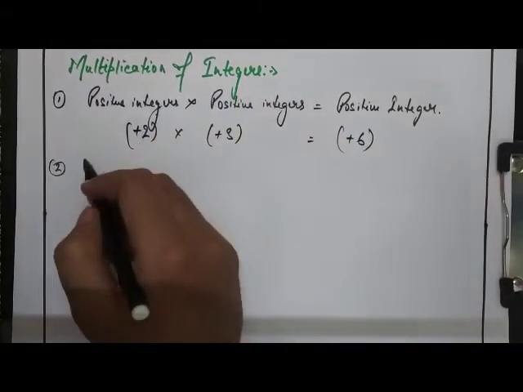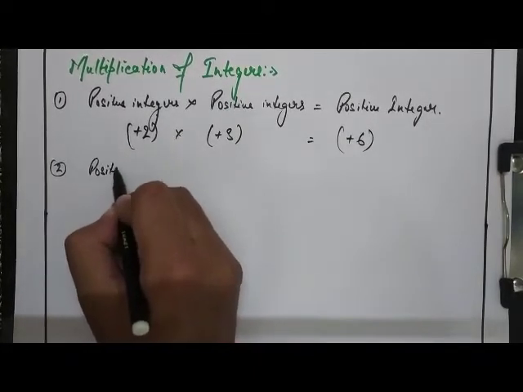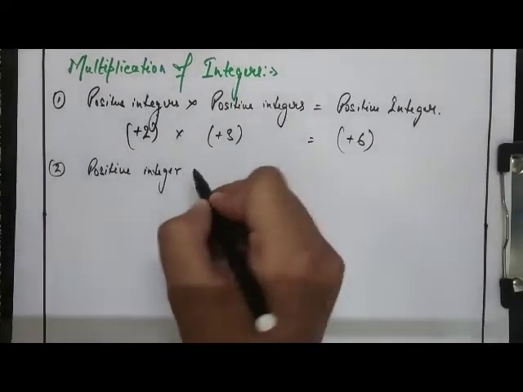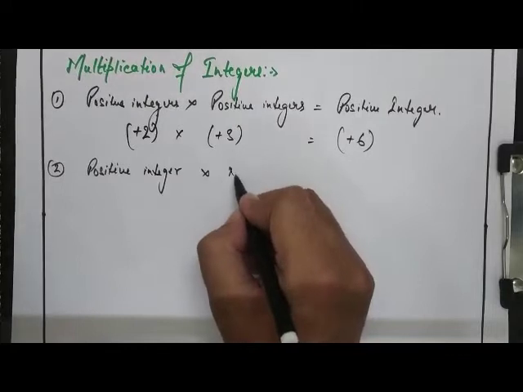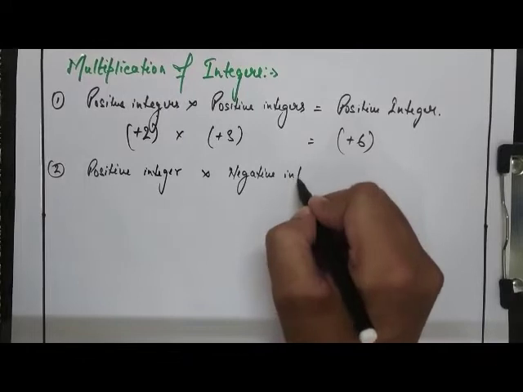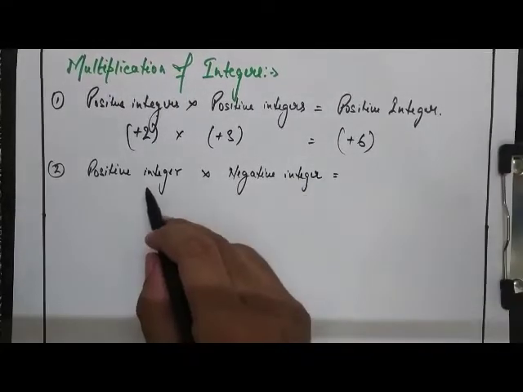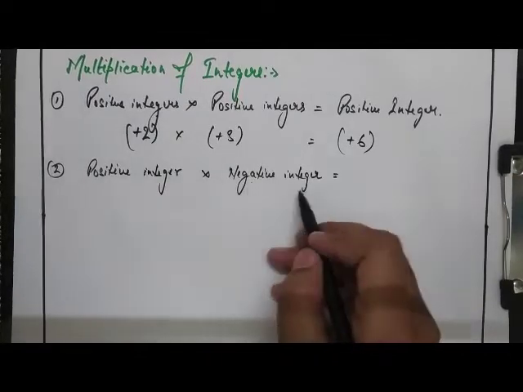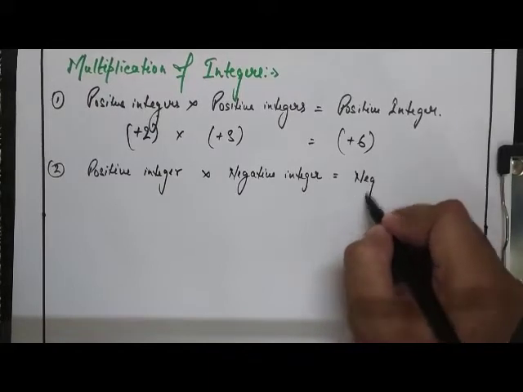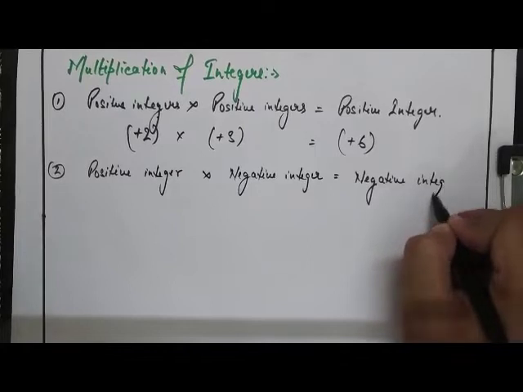Second case. What happens when a positive integer is multiplied by a negative integer? Always remember, when a positive integer is multiplied by a negative integer, the result is always a negative integer. Very important, the result is always a negative integer.